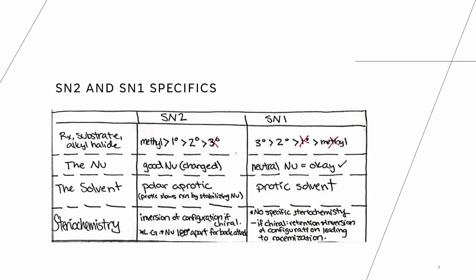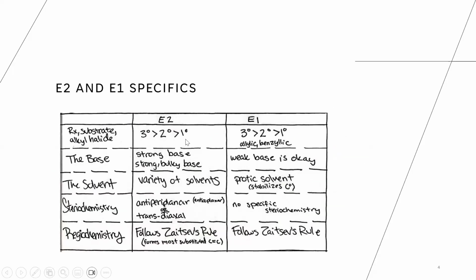With the SN1, there's not really specific stereochemistry when it comes to the reaction happening. However, with the final product, if that starting material is chiral, we're going to see retention and inversion of the configuration, leading to a racemic mixture. So basically a 50-50 mix of the R and S isomers. And then let's move on to some elimination specifics.